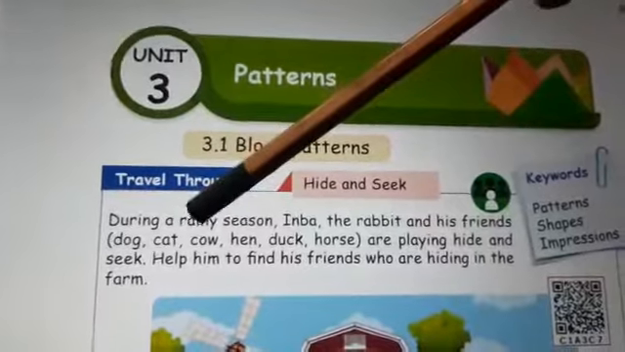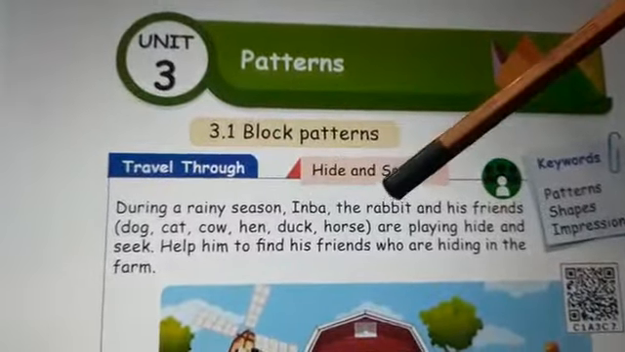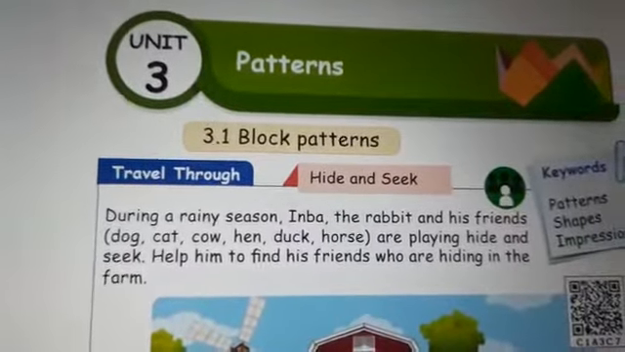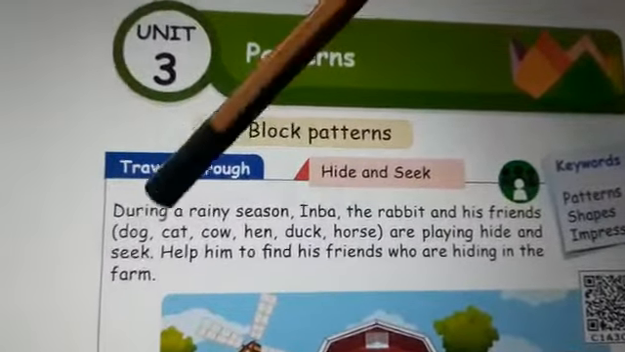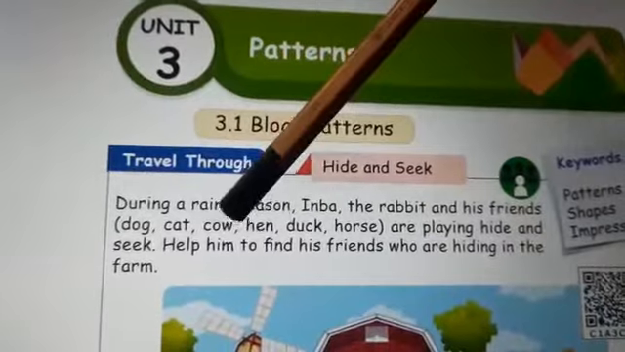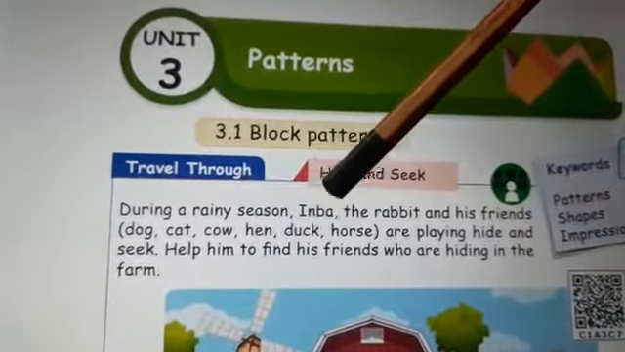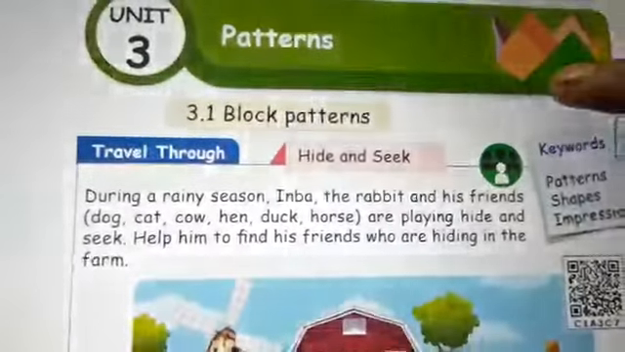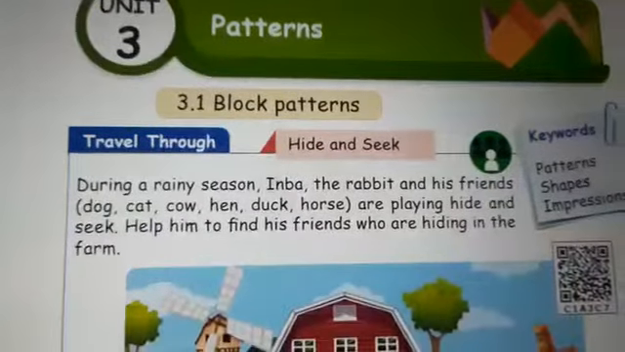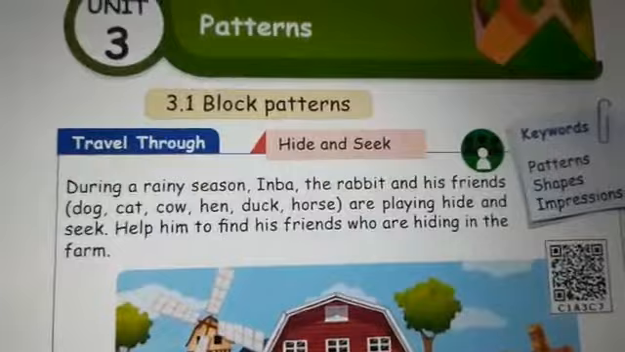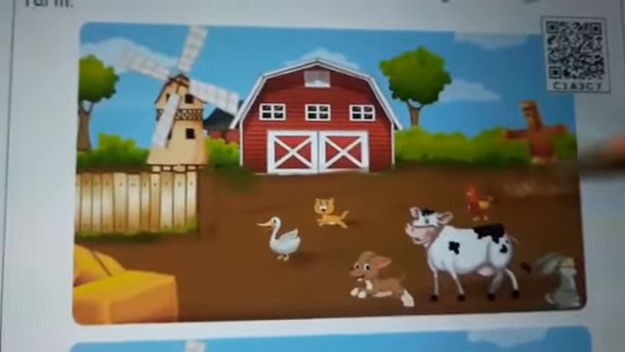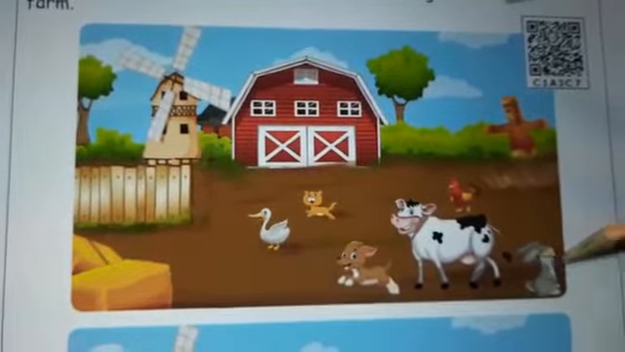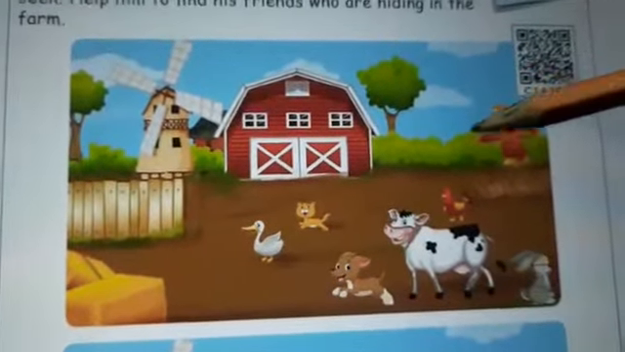During a rainy season, Inba the rabbit and his friends are playing the hide and seek game. Who are his friends? Dog, cat, cow, hen, duck and horse are Inba's friends. Help him to find his friends who are hiding in the farm. See here, Inba the rabbit is sitting and has closed his eyes. These friends are going to hide in the farm.